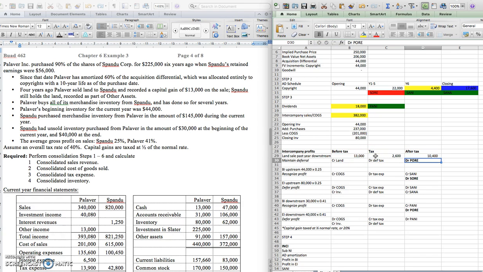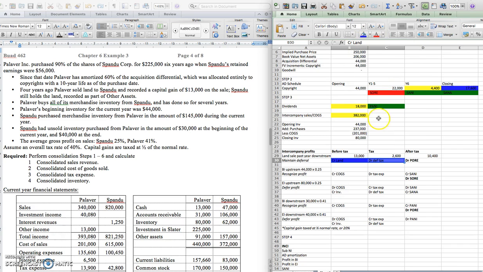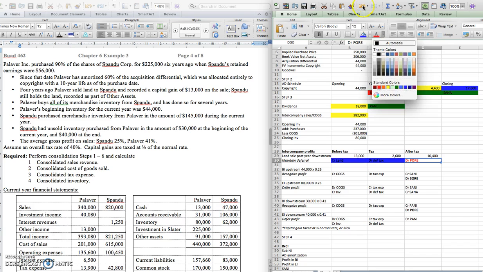Now before we go on to the next one, let's color code these. We are going to be hitting our balance sheet for these ones and our statement. Oops, I don't want to color that. Let's just reverse that. Wrong drop down. There we are.